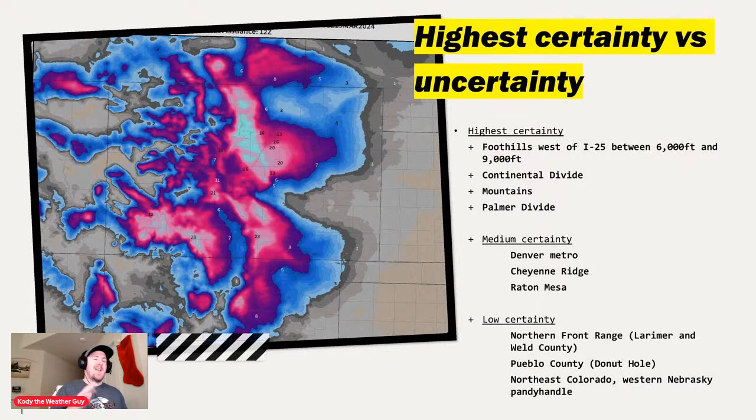So really, outside of some crazy microscale meteorology, the best wind direction you want in Pueblo County, if you want heavy snowfall, is directly out of the east. And then obviously northeast Colorado, western Nebraska panhandle. This is going to be highly contingent on storm track.